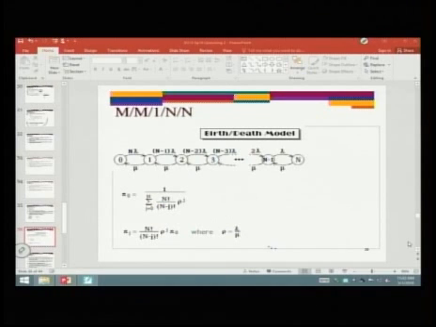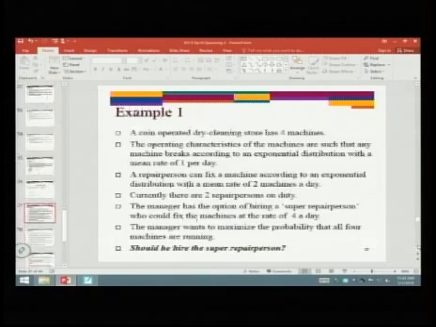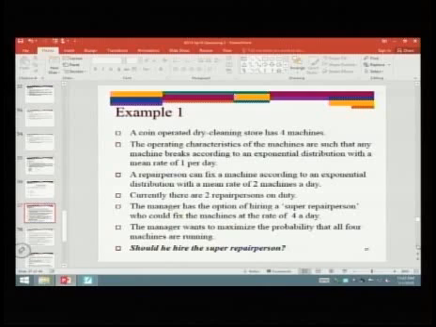Okay, so this is the transition diagram for the M/M/1/N model. And simply this screen shows you the formula for determining the steady state probability distribution. Okay, then let's take an example. We have 2 examples.